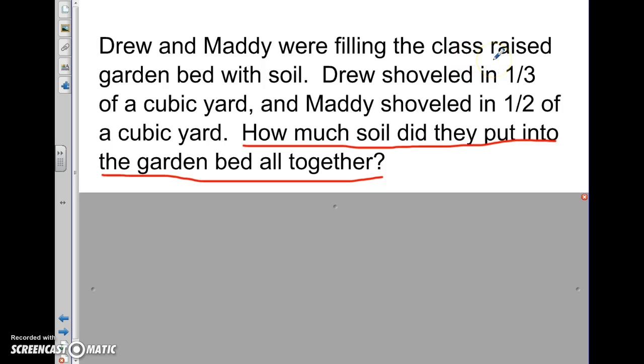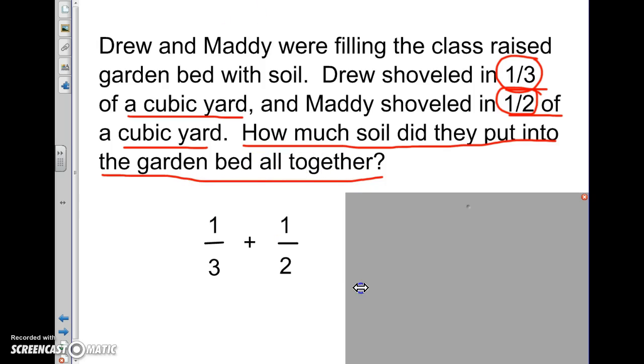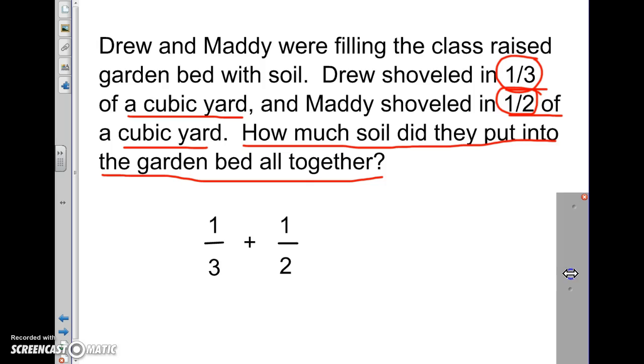Since we know the question, we can now look for the important information to solving this problem. As we look through this, they're filling a raised bed, great. He shoveled in 1/3 of a cubic yard. That's important. And Maddie shoveled in 1/2 of a cubic yard. So those are the important numbers that we're going to be working with. And remember, it's all together, which means you're going to add them. So we're going to add 1/3 plus 1/2.